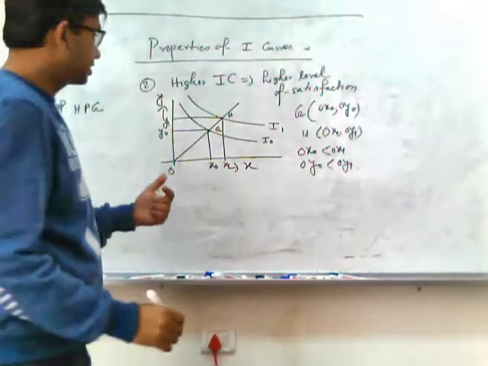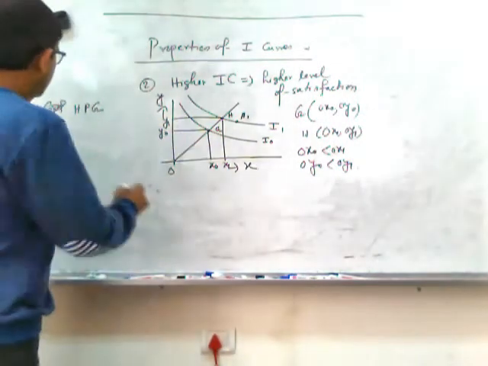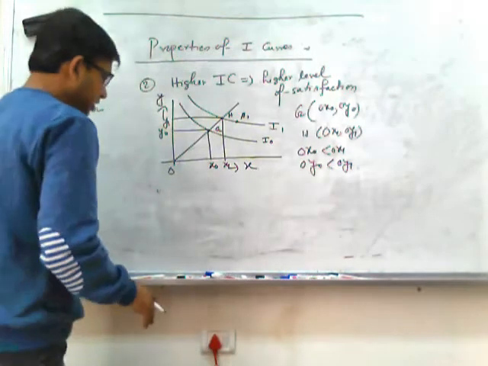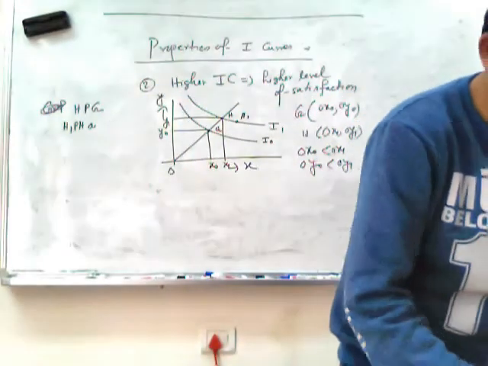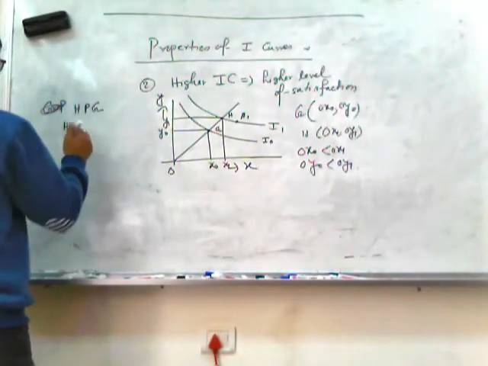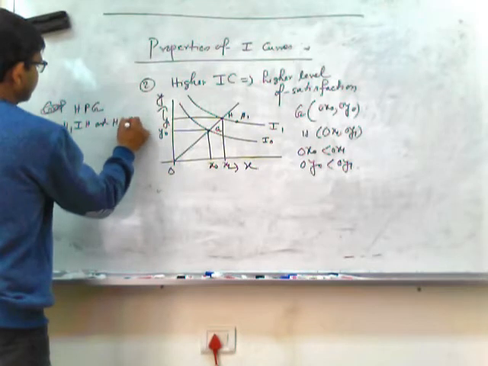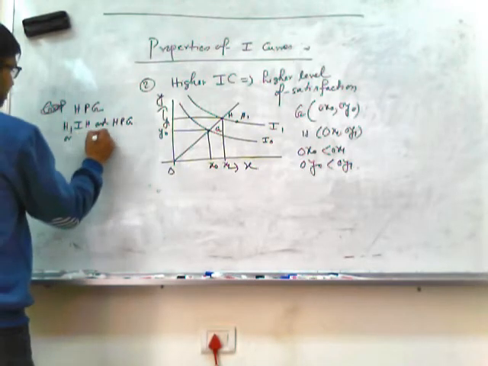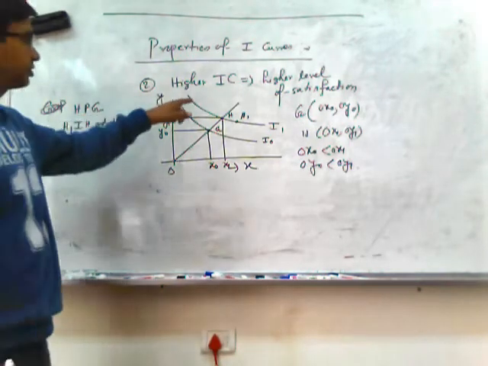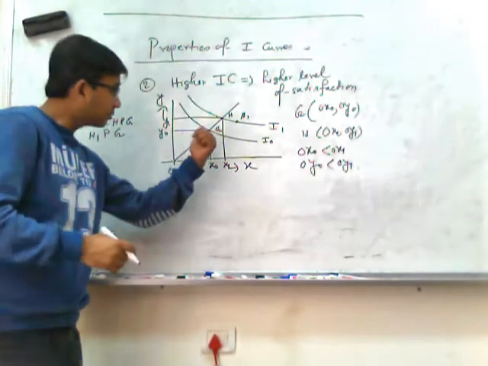Now we can take another point, H1. H1 is not preferred, it is indifferent to H, and H is preferred to G. So in other words, H1 is preferred to G. So we can say that any point on this indifference curve will represent a higher level of utility compared to G.